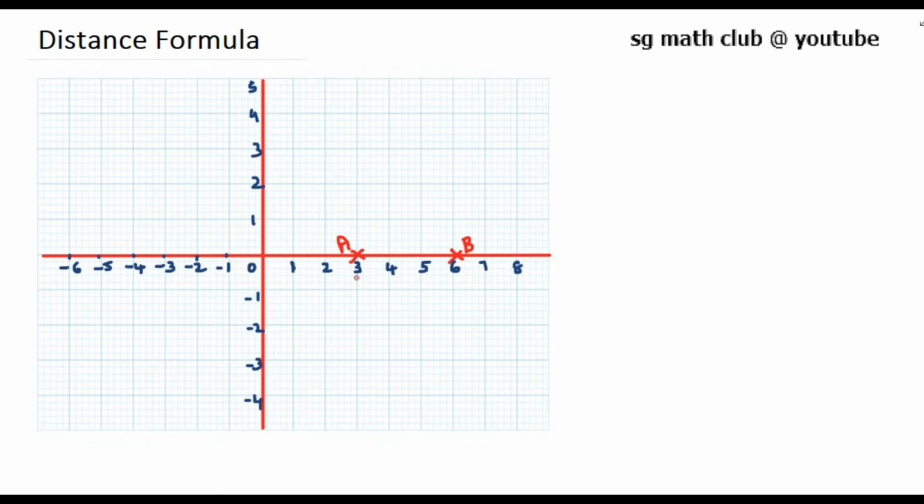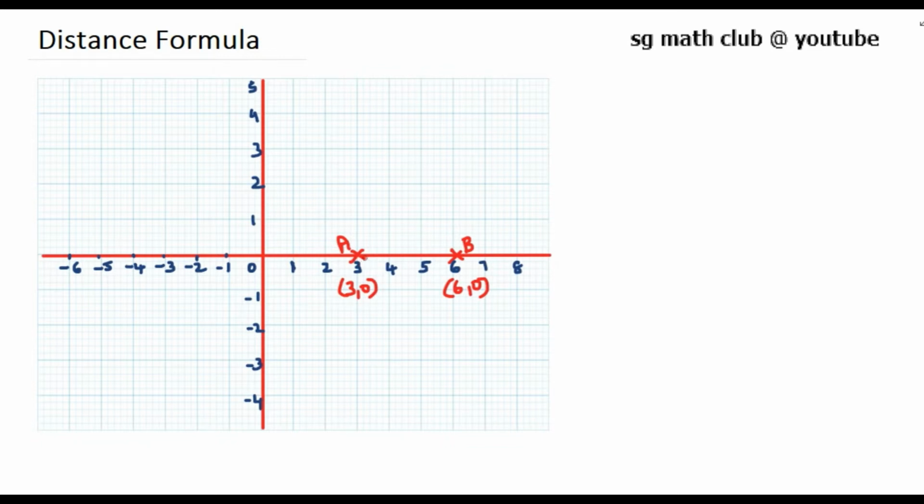So we know that the coordinate of A is (3, 0) and the coordinate of B is (6, 0). The x coordinate is actually the perpendicular distance from the y-axis. So the perpendicular distance from the y-axis is 3, and the y coordinate is the perpendicular distance from the x-axis. Since the point lies on the x-axis, it is 0. So it is (3, 0).